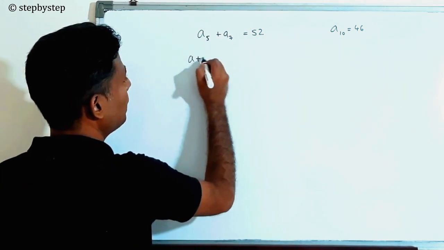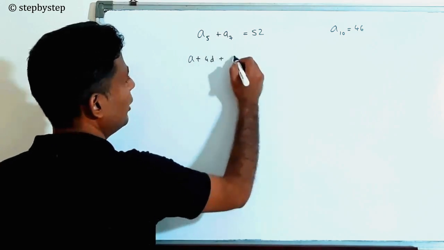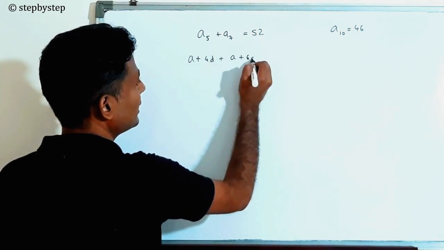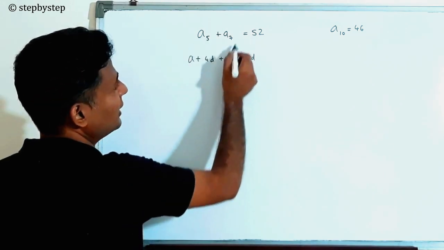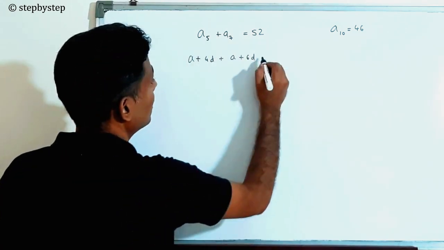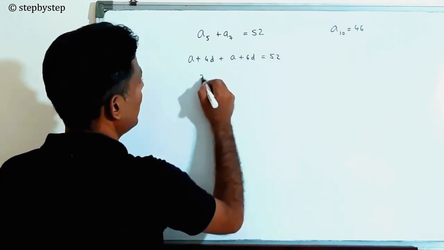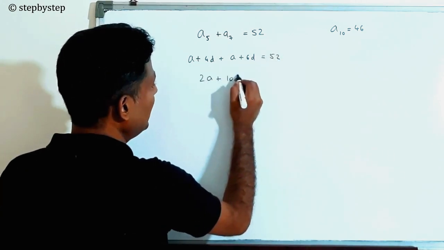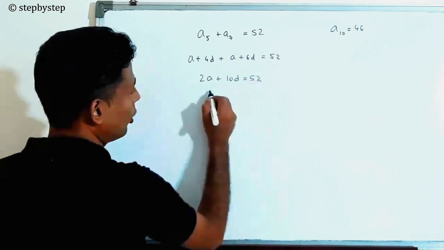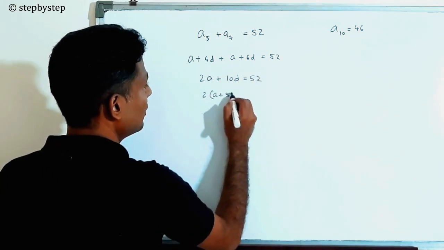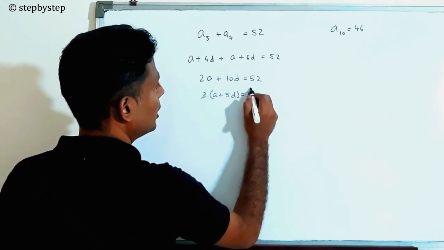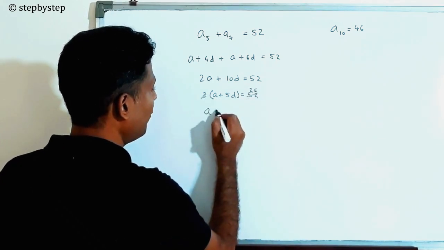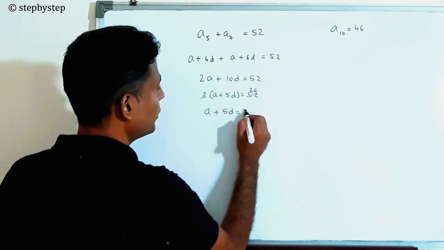A of 5 will be a plus 4d plus a of 7 will be a plus 6d. How did I get this 4? n minus 1 d, so 5 minus 1. How did I get this 6? 7 minus 1. Equal to 52. So I have 2a plus 10d equal to 52. I can take 2 common. It becomes a plus 5d equal to 52 divided by 2. So 2 ones are 2, 2 thirteens are 26. So I have a plus 5d equal to 26.